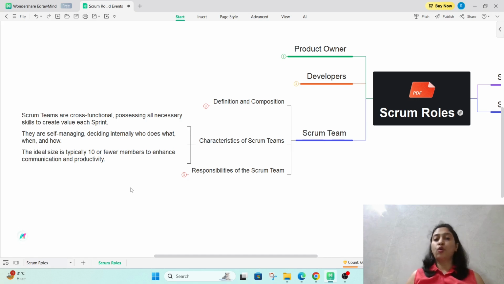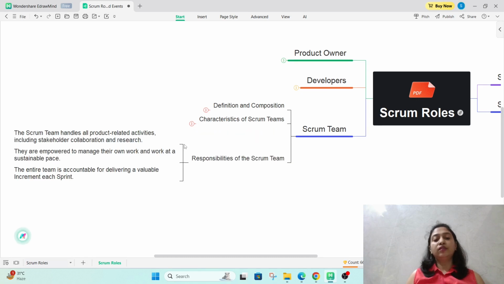Scrum teams are cross functional, possessing all necessary skills to create value in each sprint. They are self managing, deciding internally who does what, when, and how. The ideal size is typically 10 or fewer members to enhance communication and productivity. Okay, these are the characteristics of Scrum teams. And then let's see the responsibilities.